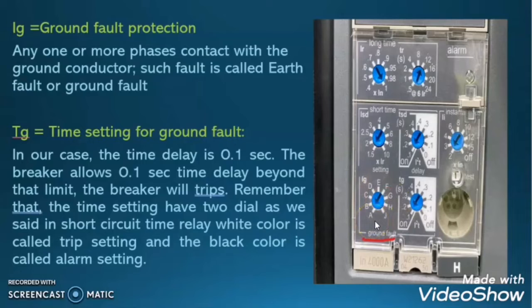Now suppose the dial is on A, then this circuit breaker will trip when 20% of the nominal current rating is flowing into the ground. So in our case, suppose there is a 1000 ampere nominal current, then what would be the A value? 20% of 1000 ampere. So it will be 200 ampere, right? When 200 ampere of current is flowing to the ground, then this circuit breaker will trip. In the same way, there are different values for B, C, D, E, F and till J, but it varies from 20% to 70%. We can set it maximum till 70% of the nominal current.